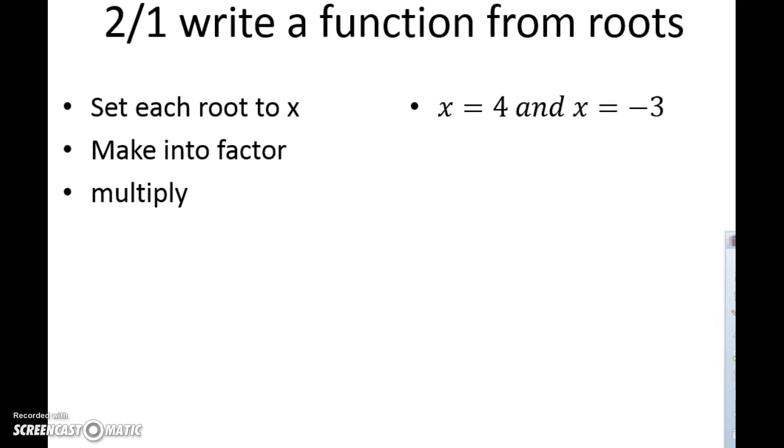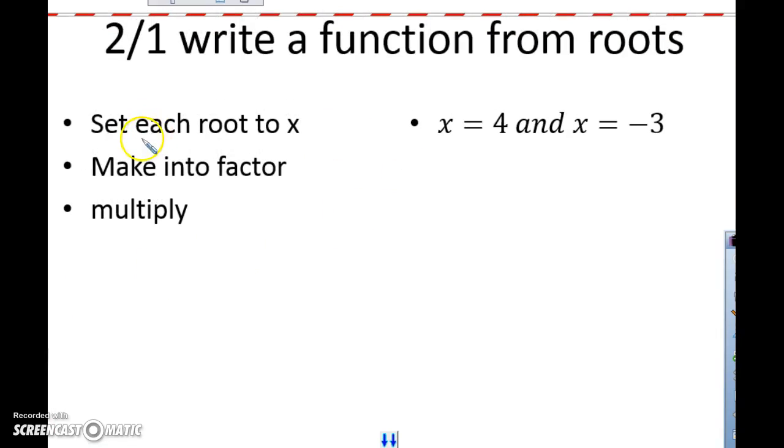All right. So if these are the x-intercepts, we want to find its function. So what we're going to do, first of all, they don't always say x equals. They might just say 4 and negative 3. 4 and negative 3. Right? So you want to make sure that you set them equal to x.